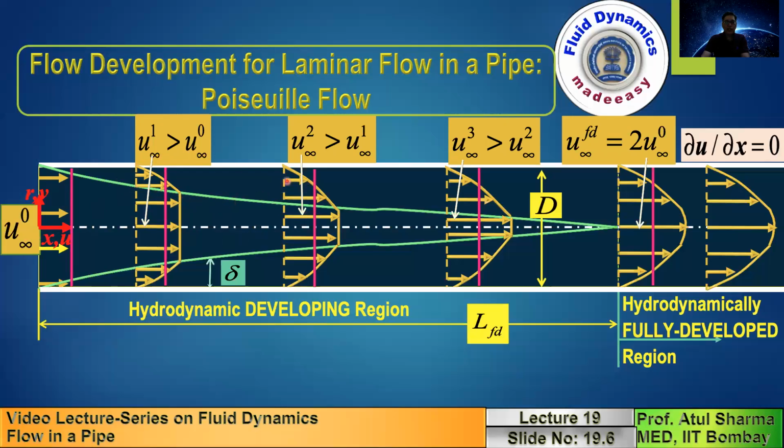you can see that the boundary layer thickness has increased, and the thickness of the core region has reduced. And so by mass conservation, this u infinity 2 should be greater than u infinity 1. So you can see that the size of these arrows as you move downstream is continuously increasing. So the maximum velocity u infinity 1 is greater than u infinity 0, u infinity 2 is greater than u infinity 1, u infinity 3 is greater than u infinity 2. And finally, when the flow becomes fully developed for flow in a pipe, the fully developed maximum velocity is 2 times the inlet velocity.